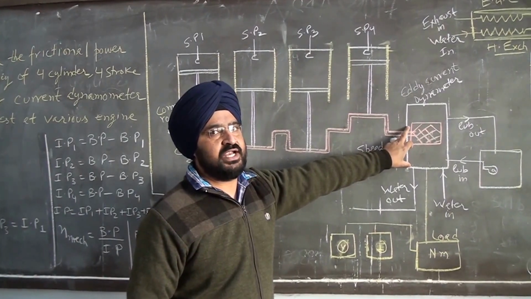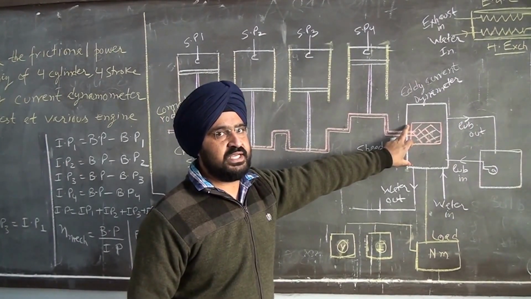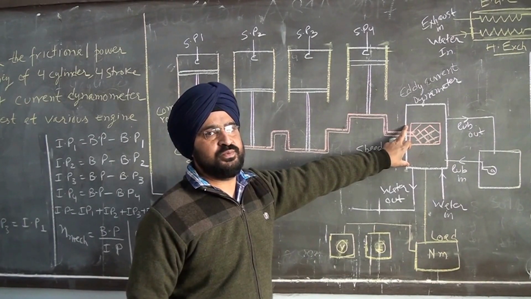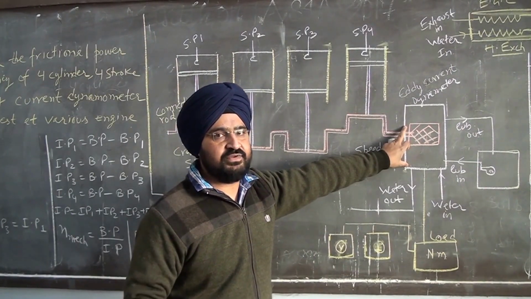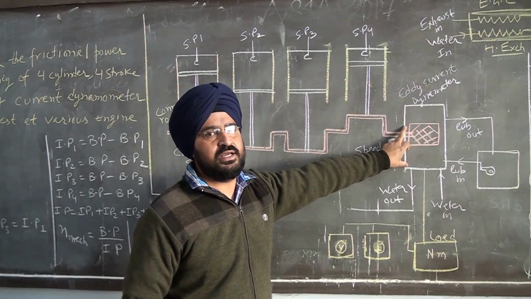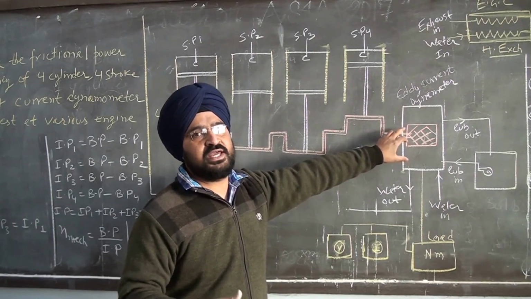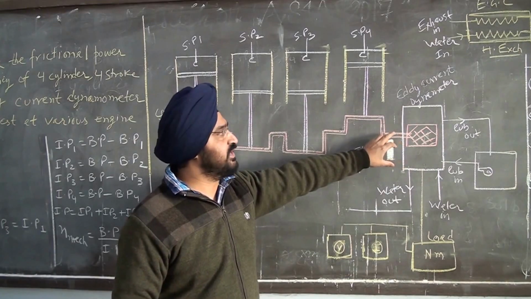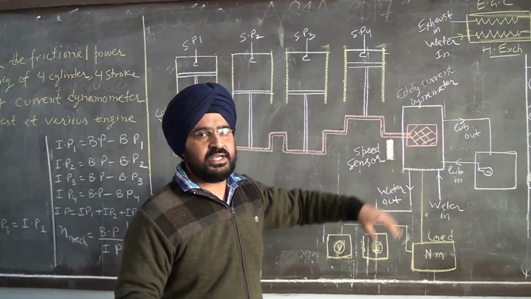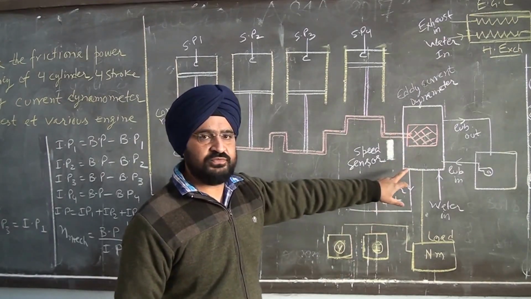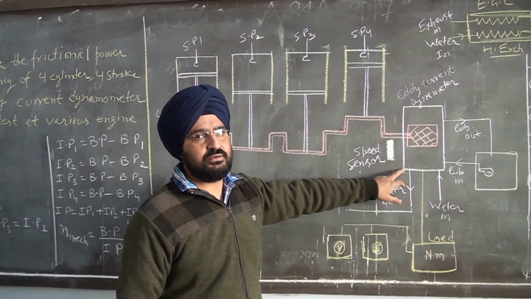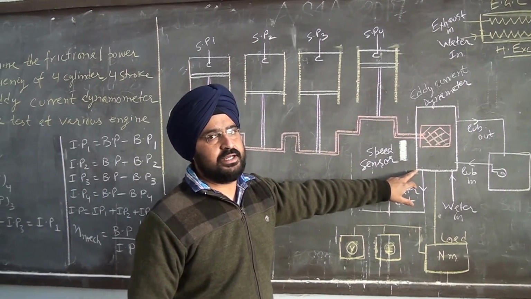we have a dynamometer. The dynamometer is a device which is used to measure the brake power. There are different types of dynamometers, like the simple rope brake dynamometer, the electric dynamometer, and the eddy current dynamometer, but other dynamometers are beyond the scope of the experiment. We will focus only on the eddy current dynamometer.